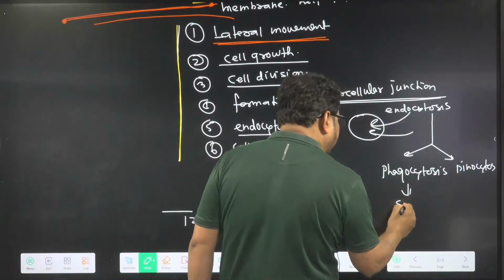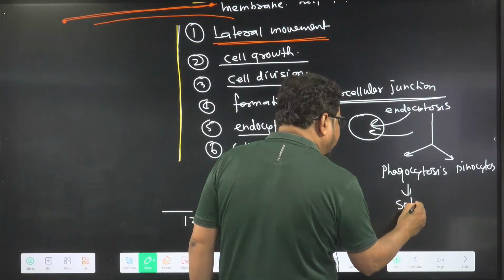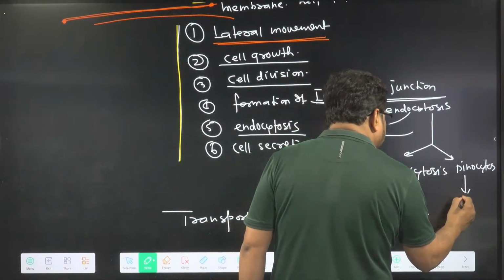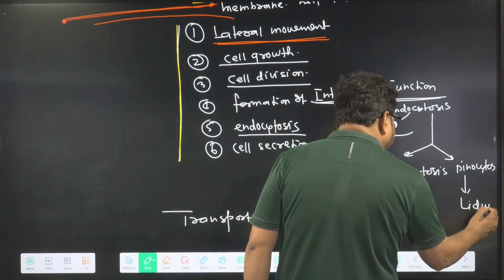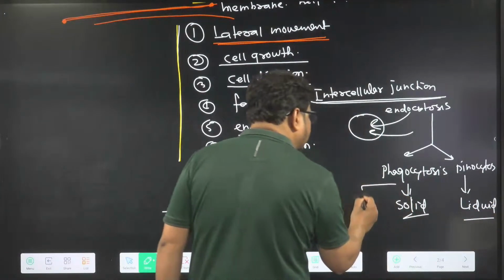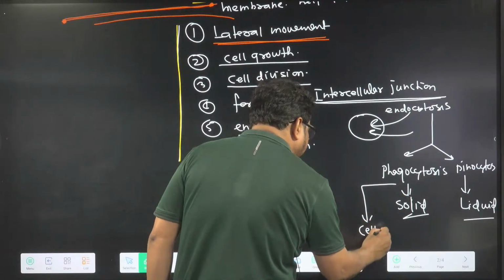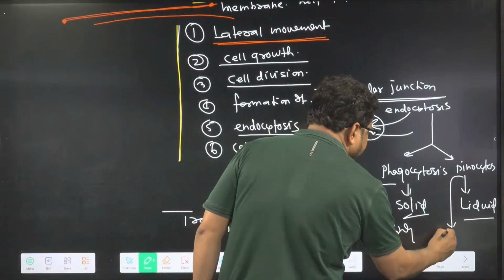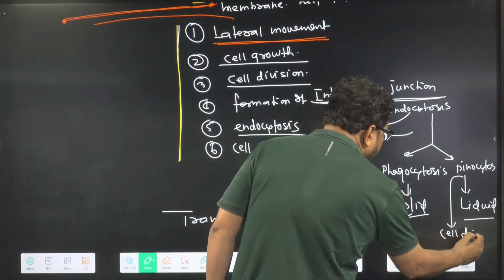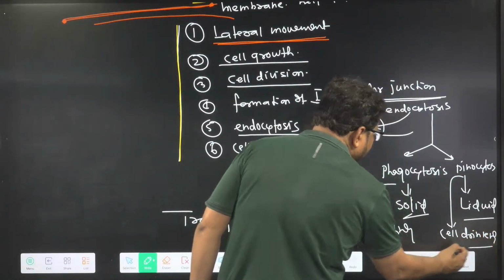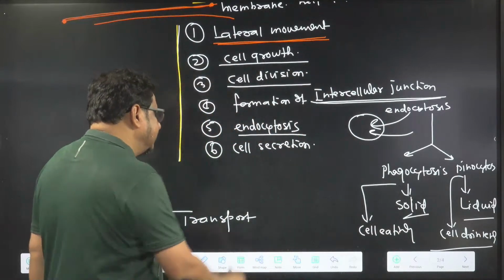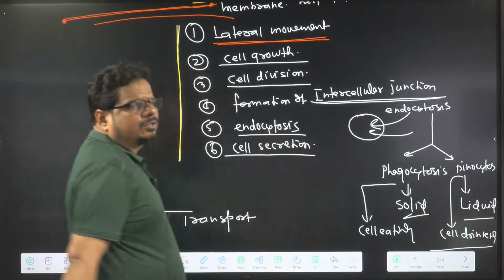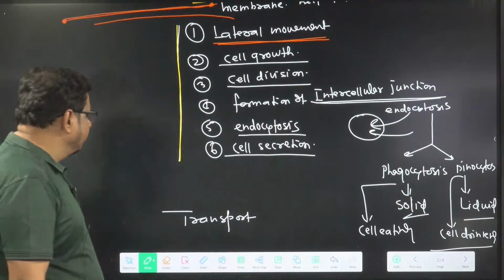Phagocytosis is when the cell takes solid material inside, and pinocytosis is when the cell takes liquid material inside. Phagocytosis is also called cell eating, and pinocytosis is also called cell drinking. All of this is possible due to the quasi-fluid nature of the plasma membrane. Cell secretion is also possible due to the quasi-fluid nature of the plasma membrane.